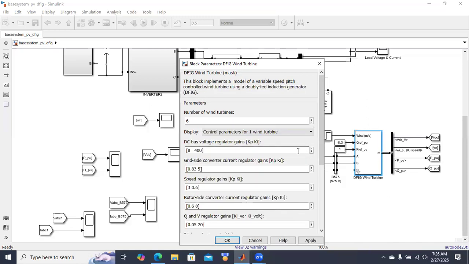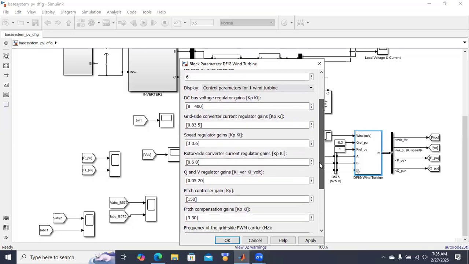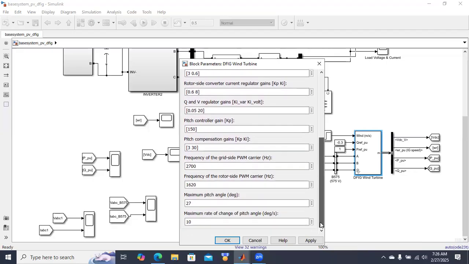And control parameters, that is PI controller parameters: DC voltage regulation, KP and KI value, grid side converter current regulation, inner current control regulations, and for rotor side control, speed regulation, rotor side converter current regulation, and reactive power and voltage regulation. Okay, for all the PI controllers, we are providing the KP and KI values. And for pulse generation, the frequency is provided.